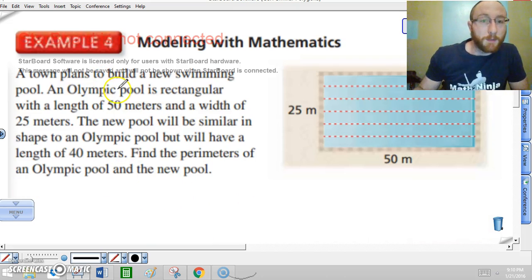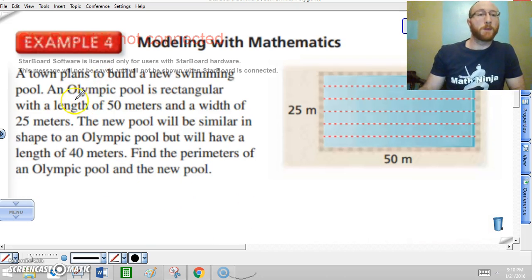Alright, a town plans to build a new swimming pool. That sounds fun. An Olympic swimming pool is rectangular with a length of 50 meters and a width of 25 meters. So here's our Olympic swimming pool. There's Michael Phelps over here, ready to dive in. And the new pool is going to be similar in shape, but it's going to be a little shorter. Maybe they didn't have enough room. It will have a length of 40 meters. So I'm going to draw this a little shorter guy.